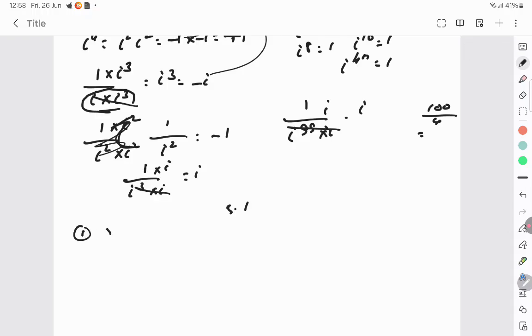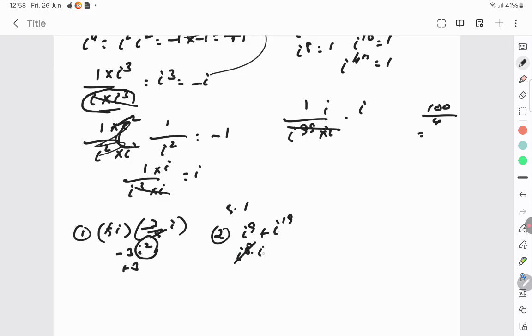Say for example, the first sum is 5i into minus 3 by 5i. 5 and 5 get cancelled. Minus 3i square. i square itself is minus 1, so plus 3. Second sum, i to the power 9 plus i to the power 19. i to the power 8 into i, this is 1. i to the power 16 into i to the power 3, this is 1. i to the power 3 is minus i, and i minus i is just 0.